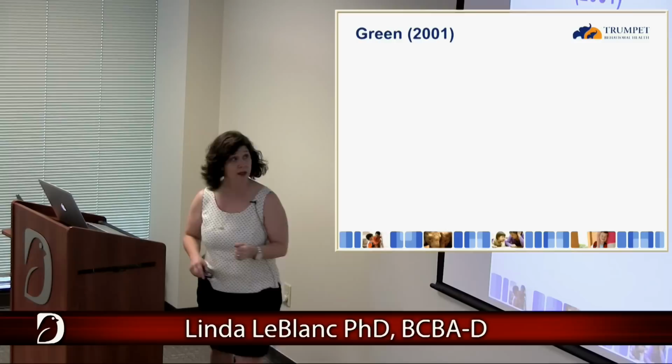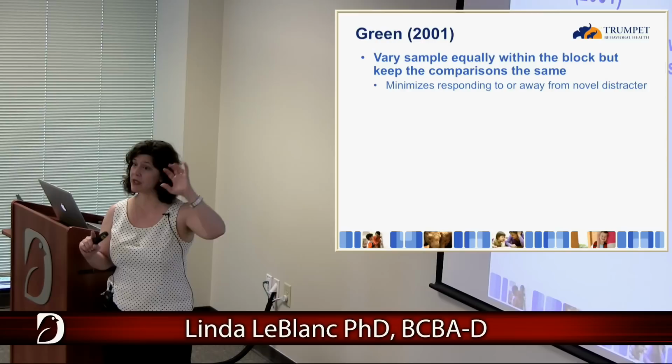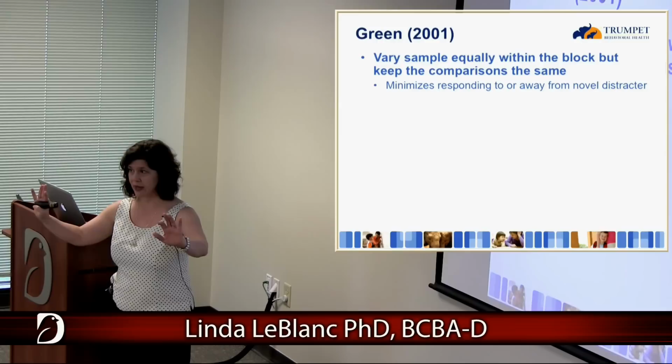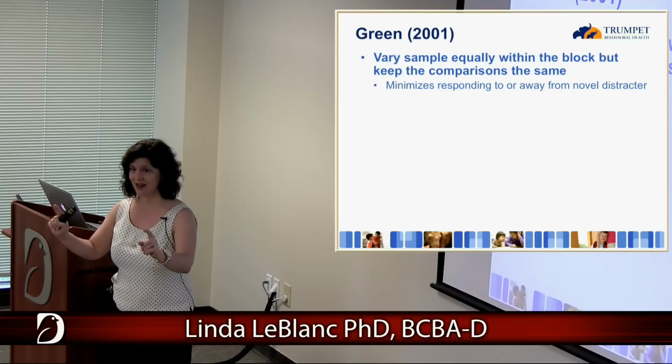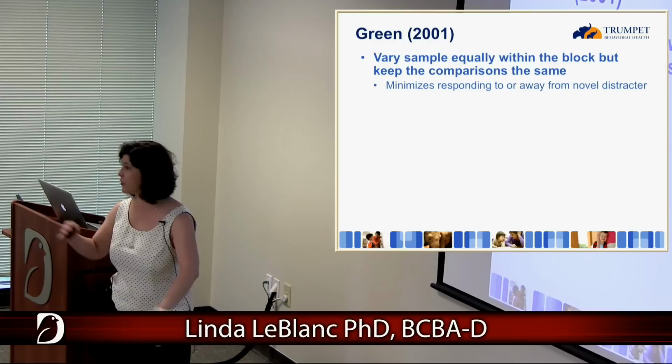Okay. All right. So Gina Green gives us some instructions on how to carefully arrange these stimuli. First, vary the sample. That's my auditory stimulus or maybe that picture in the matching array, the top one. Vary the sample equally within the block, but keep the comparisons the same. Whoa, wait a minute. The distractors matter? Yes, because they aren't distractors. They are meaningful potential responses that will be associated with one of those samples. So we're not teaching people to just always ignore those other ones, whatever it is in the array. We are teaching a conditional discrimination.